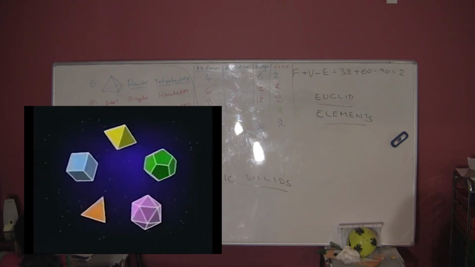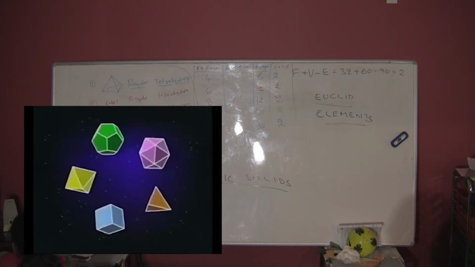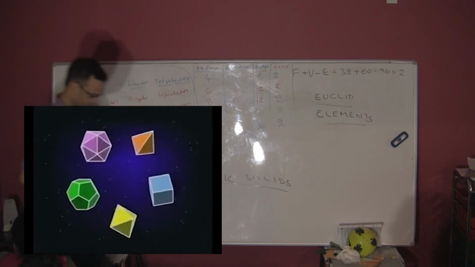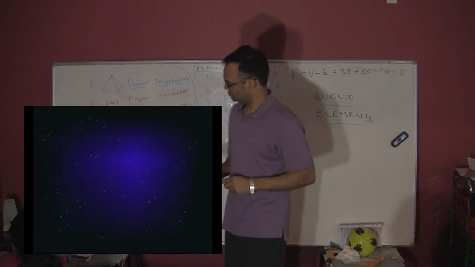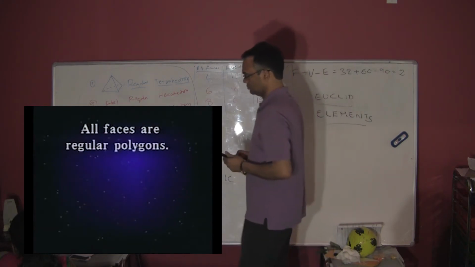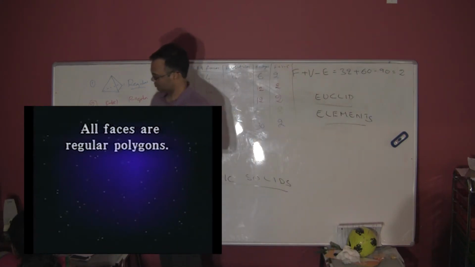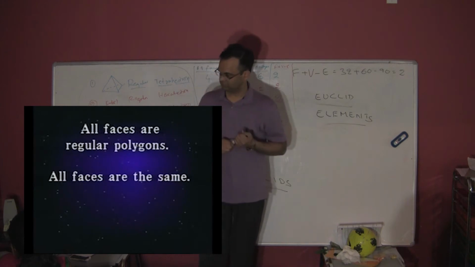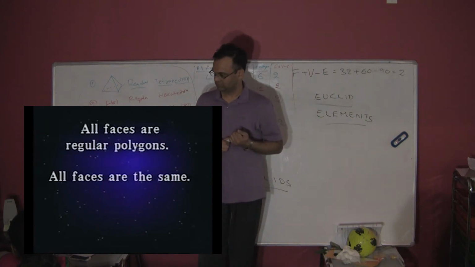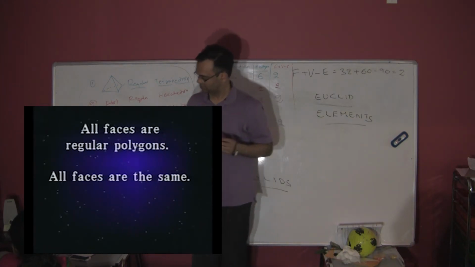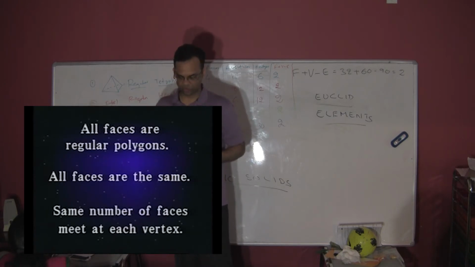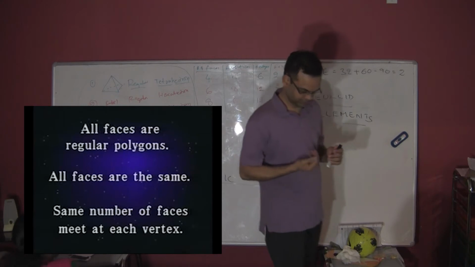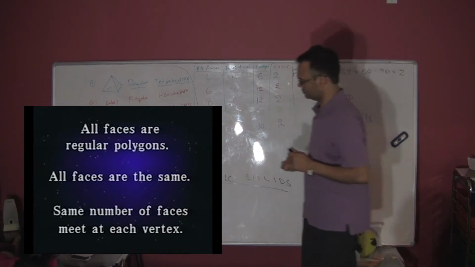Platonic solids are characterized by 3 properties. All faces are regular polygons. All faces are exactly the same, or congruent. And all corners are exactly the same. Right? The same rules that we talked about. That is, the same number of faces meet at each vertex in exactly the same way.